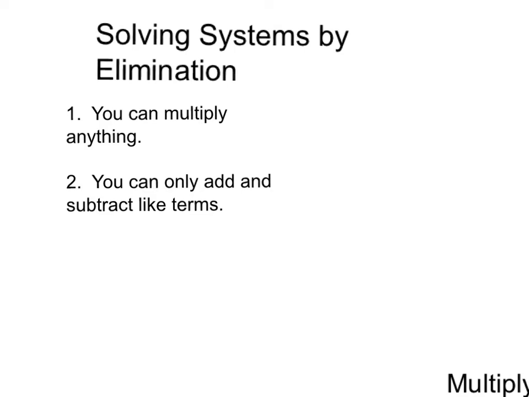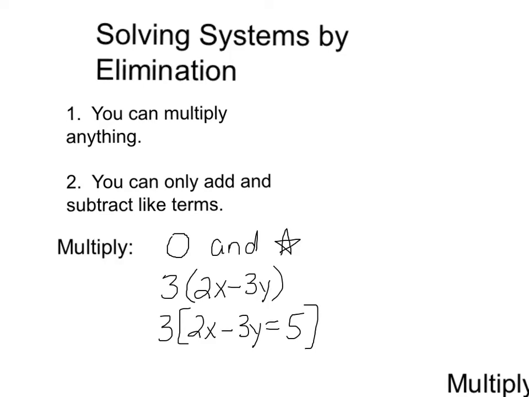So there's two things that I want you to realize. You can multiply anything you want together, anything, and you can only add and subtract like terms. In order to apply these two principles, let's take a look at the three things that I'd like to multiply. Remember, you can multiply anything you want. So if I wanted to multiply a circle and a star, I could very easily multiply a circle and a star. I could write them next to each other, and my answer would be circle, star.